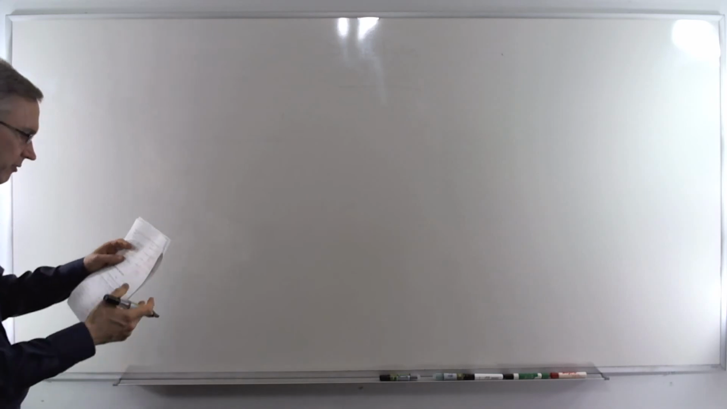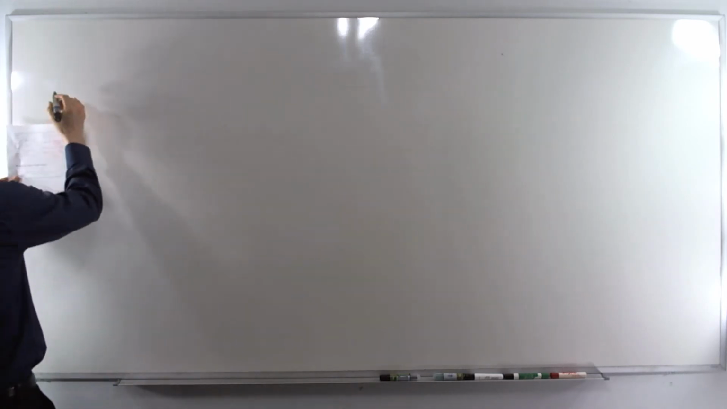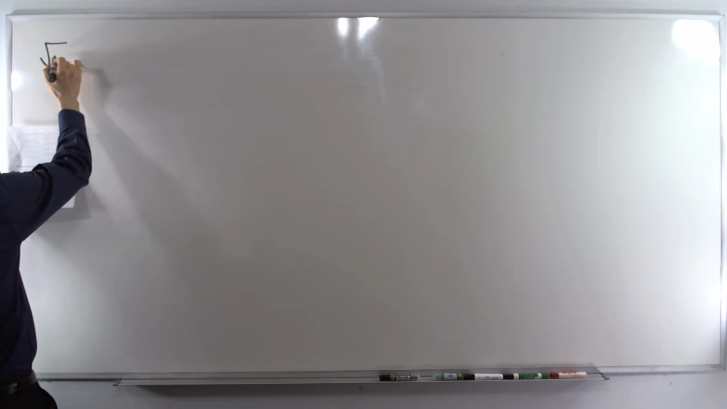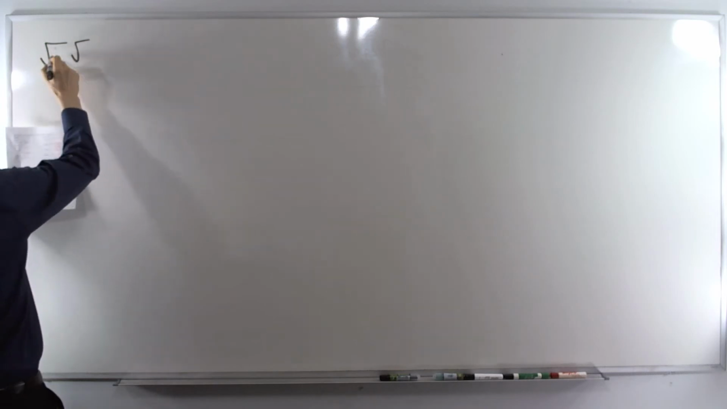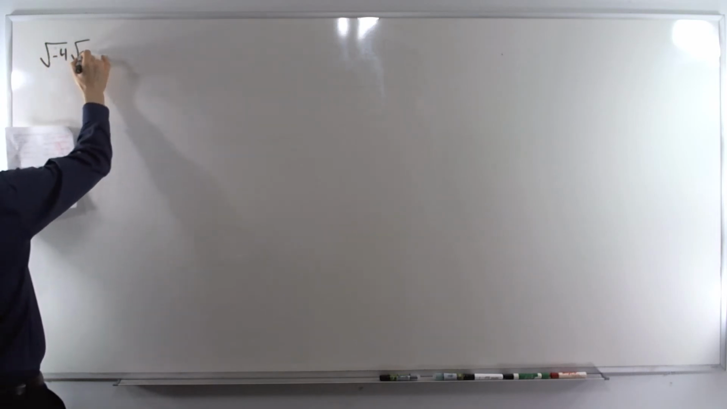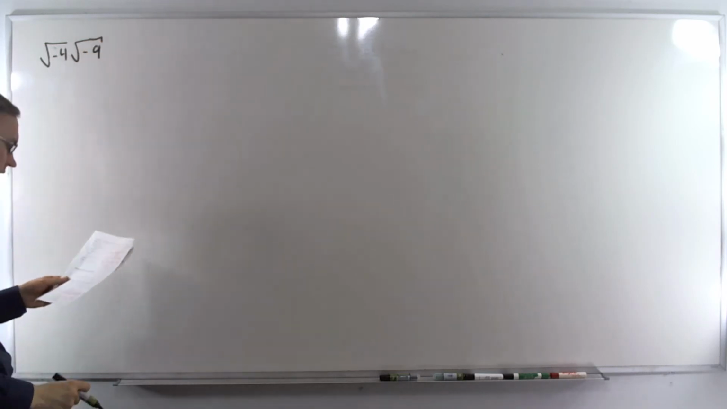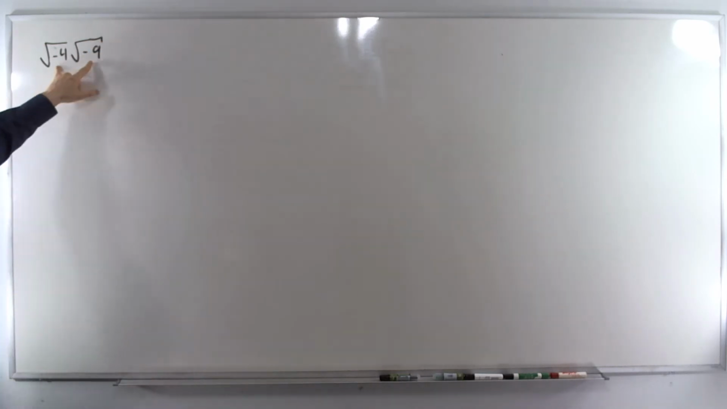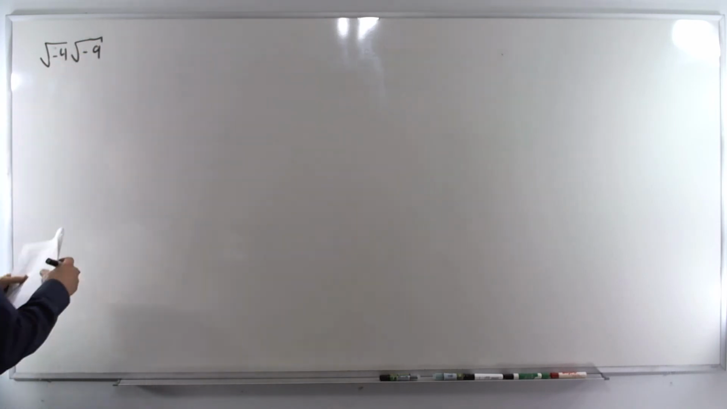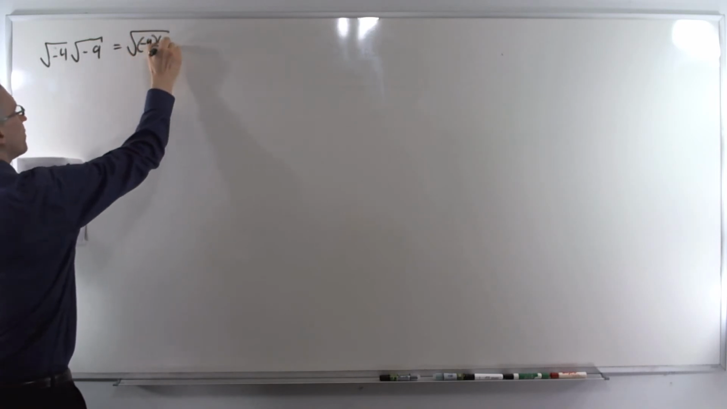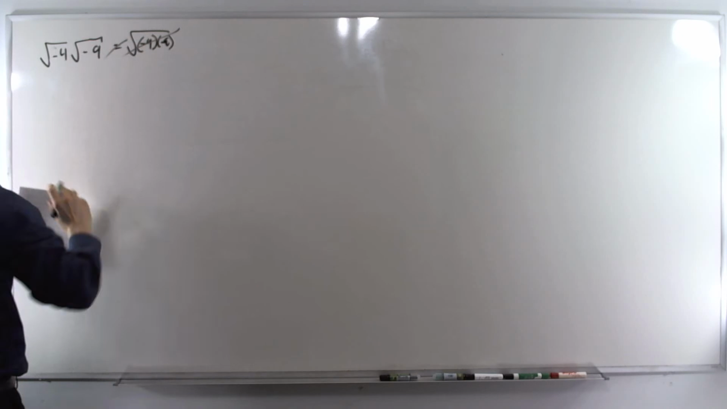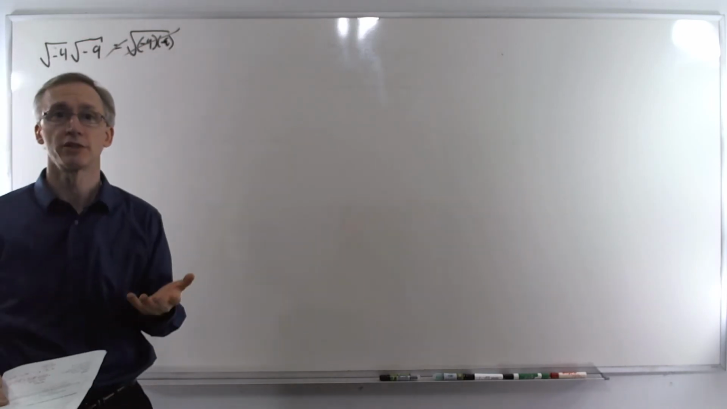Now something we have to be careful about. You see something like this. We've got the square root of -4 times the square root of -9. Now we have that product property, which allows us to multiply the two numbers underneath the radicals together, something like this. Square root of -4 times -9. But we cannot do that because the product property only applies to positive numbers.